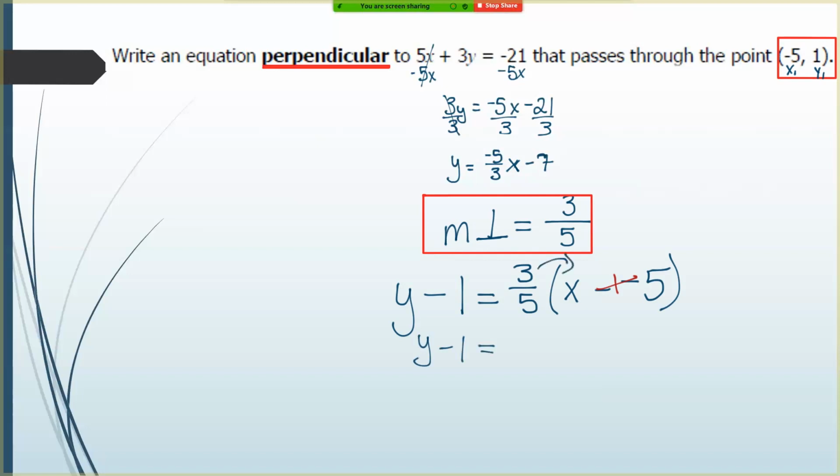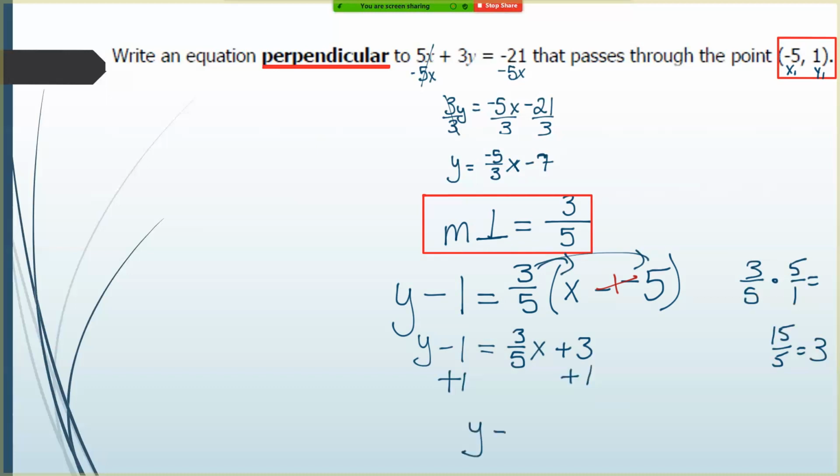Our next step is to get rid of our parentheses by distributing the 3/5. 3/5 times x is 3/5 x. If I take 3/5 times 5/1, that gives me 15/5, which is 3. So for the right side, I'm going to have 3/5 x plus 3. Last but not least, I need to get rid of that 1, so I'm going to add 1 to both sides. So y equals 3/5 x plus 4. And that would be my final answer.